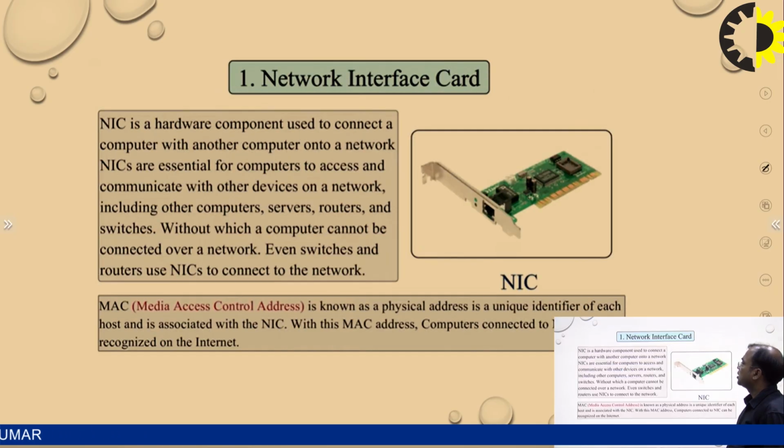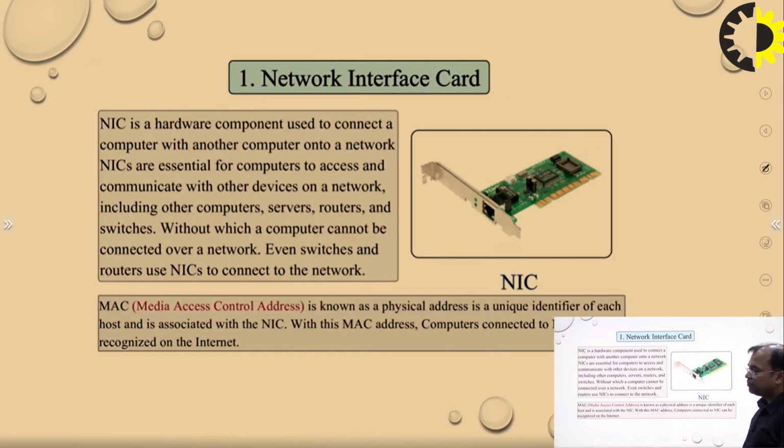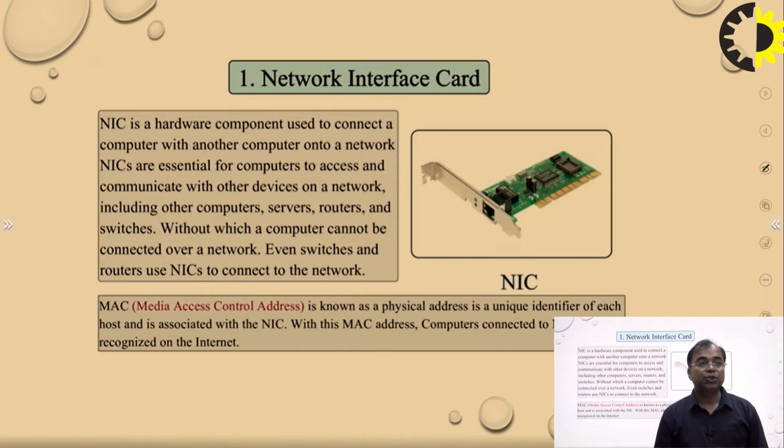So now come to the very first device by which we connect to the internet, that is the NIC card. NIC card means network interface card. It is basically a computer hardware used to connect a computer with another computer onto a network. If you want to connect two computers in a network, then we need a connector, and that connector is known as the NIC card, that is, the network interface card. So NIC is basically essential for a computer to access and communicate with other devices on a network.